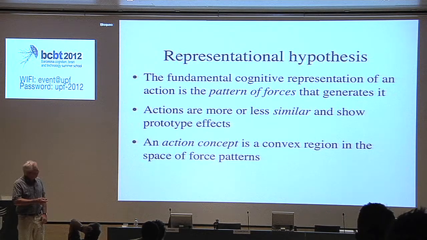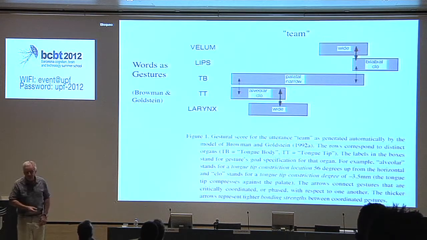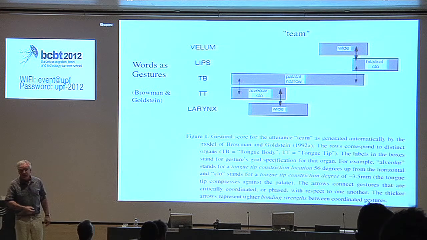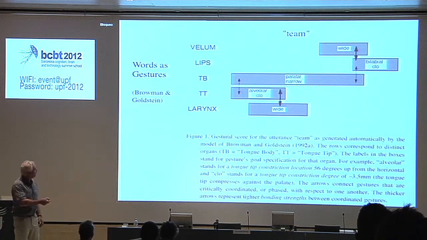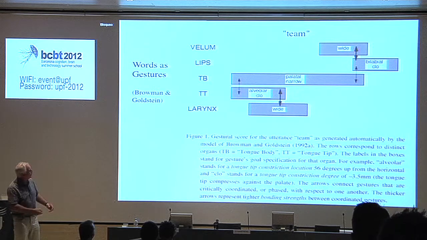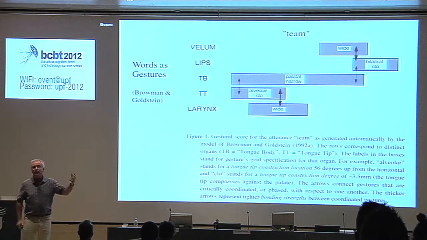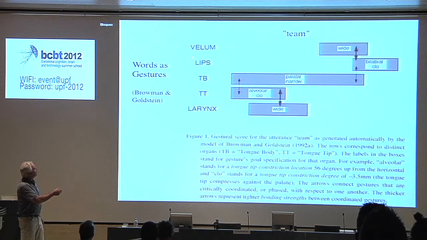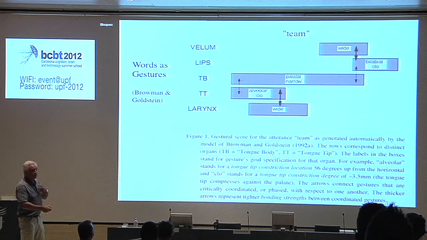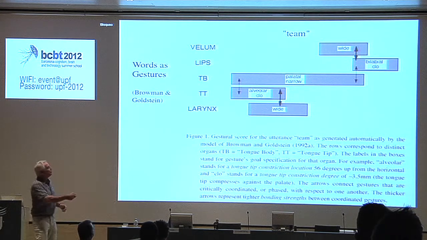This is correct, and I think I have an example of this, not the hand, but the mouth. This is an example from phonetics, Goldstein's theory, the so-called gestural theory of phonetics. You have different parts of the mouth: the velum, the top of the mouth; the lips; the back of the tongue; the tip of the tongue; the larynx. And when you pronounce a word, this is the word team.